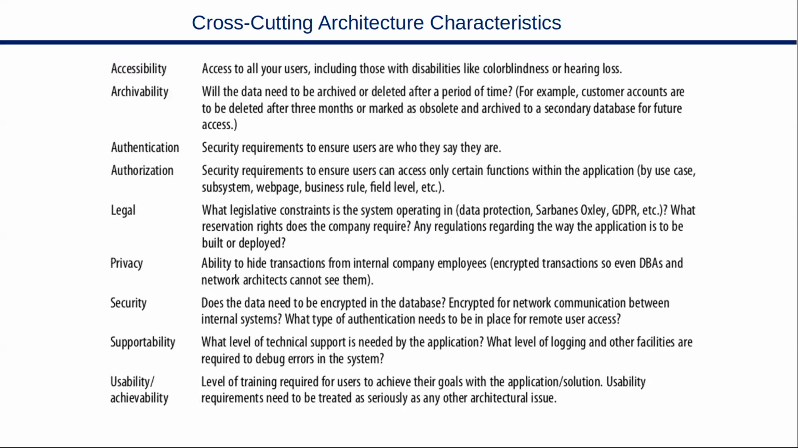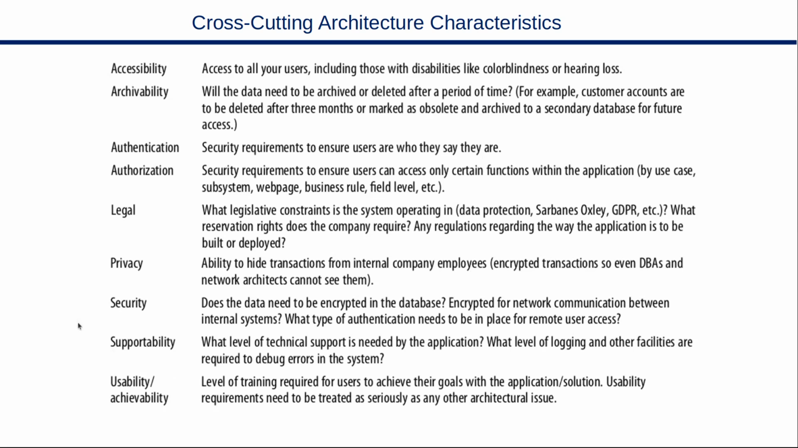Another group of characteristics is cross-cutting architecture characteristics. This is just an example: accessibility, authentication, authorization, privacy, security, supportability, usability. To my mind, the most important from this list is security and maybe usability. This is one of the key characteristics.